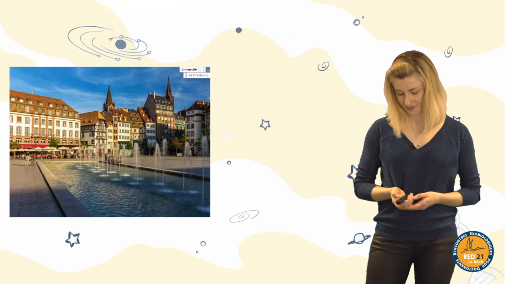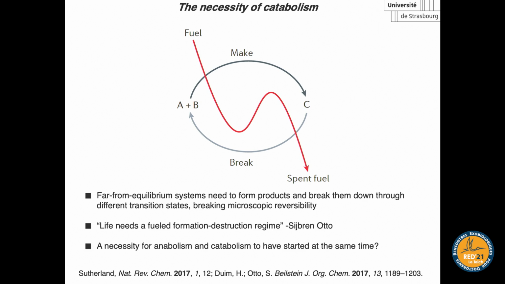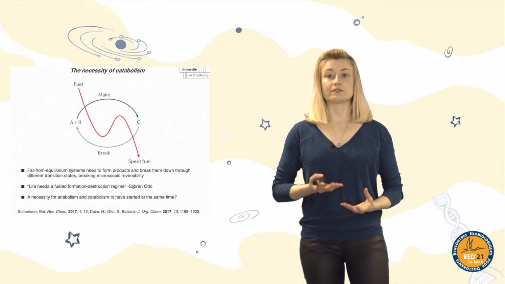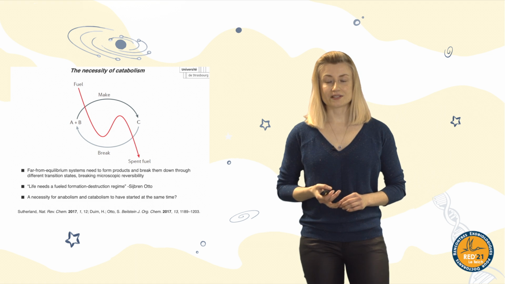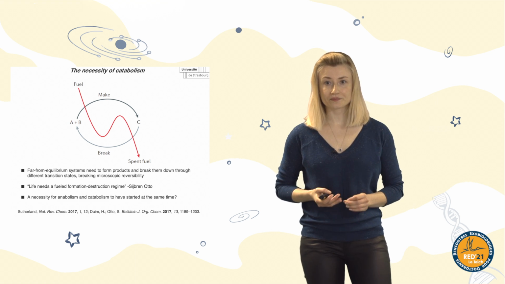So this is very important. It was probably very necessary that the build-up, the anabolic, and the breakdown, the catabolic processes, be linked from the very beginning of prebiotic chemistry. So in other words, what needed to happen is that the proto-metabolism that emerged from geochemicals must have emerged in a formation-destruction regime. This is what systems chemistry scientists call this type of environment.